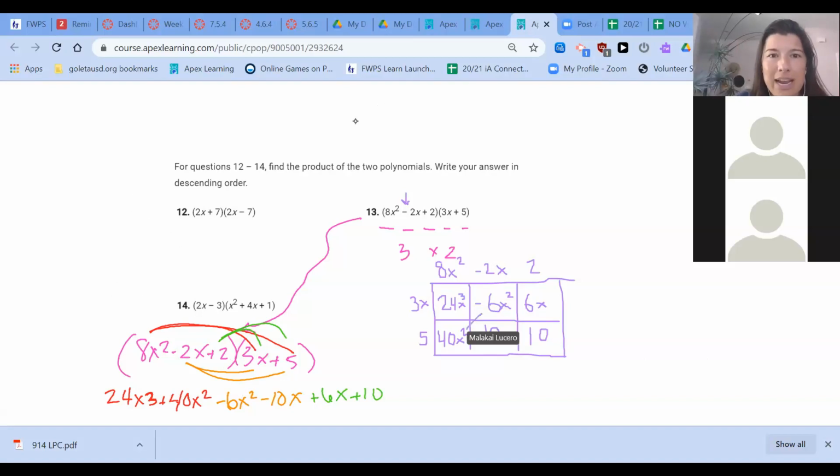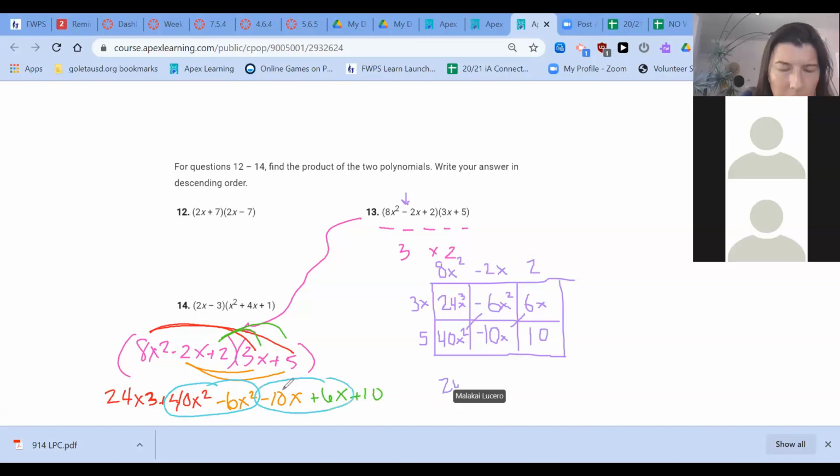You're able to see on your diagonal what you can combine. I am not that lucky. So I'm going to circle the like terms here. So, final answer.